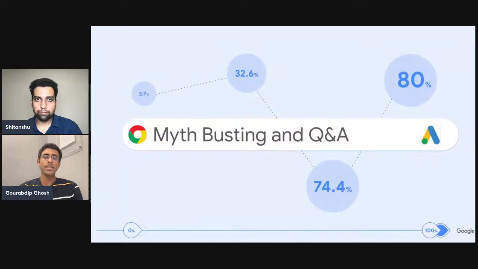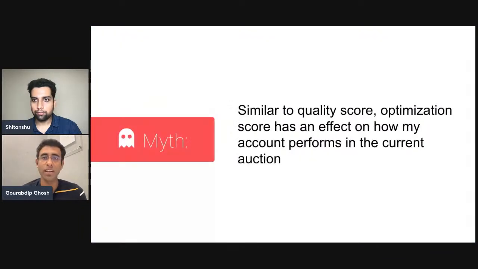Cool. In this section, we will discuss some of the frequently asked questions that we have heard from advertisers and try to answer them. Now, if you go to the first one, there are many marketeers who believe that having a high or a low optimization score has a direct effect on the ad auction, similar to how quality score behaves. Now, what we want to do is bust this particular myth.